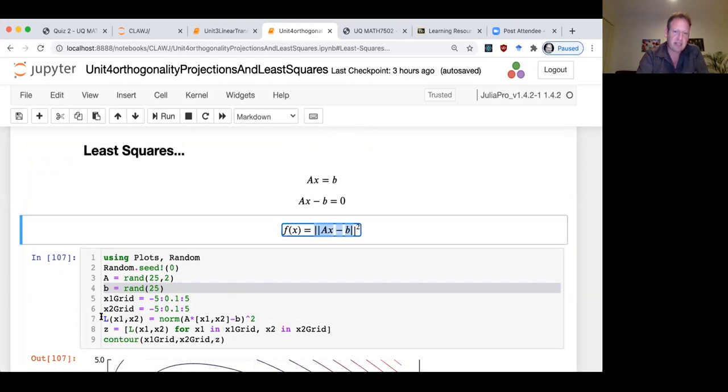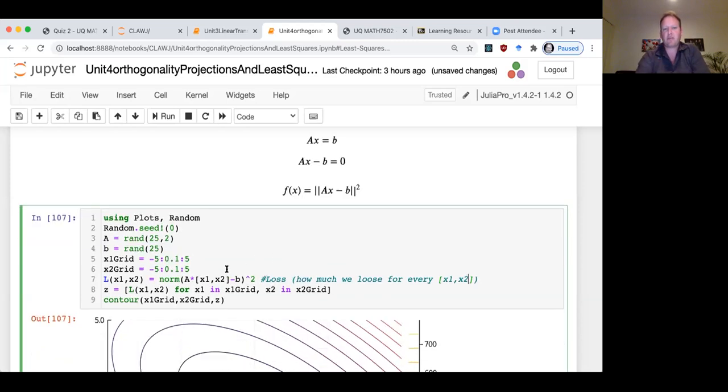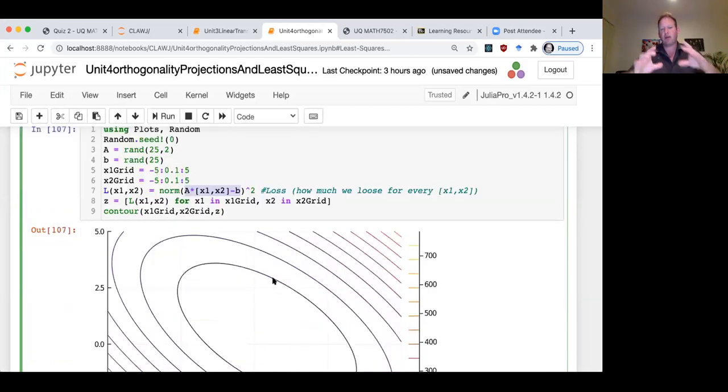If you minimize this thing, let's call it the loss. How much we lose for every choice of x, x1, x2. That's the loss. So the loss is the norm of Ax minus b, squared in this case. By the way, if it's not squared, those contours of the loss will look the same. They'll just have a different meaning, because squaring is a monotonic transformation for positive numbers.